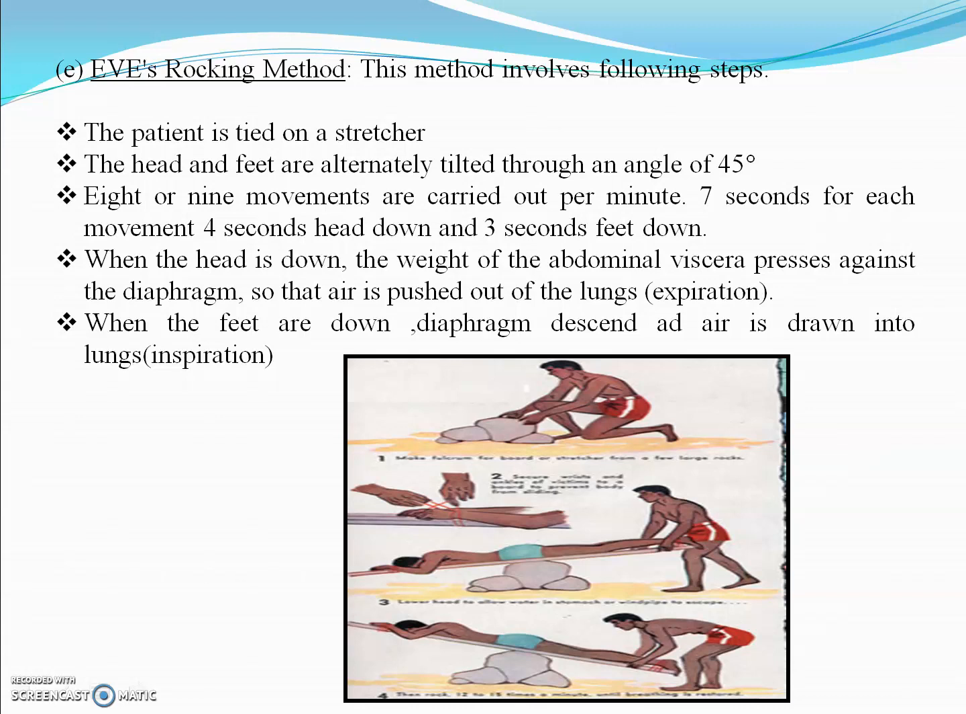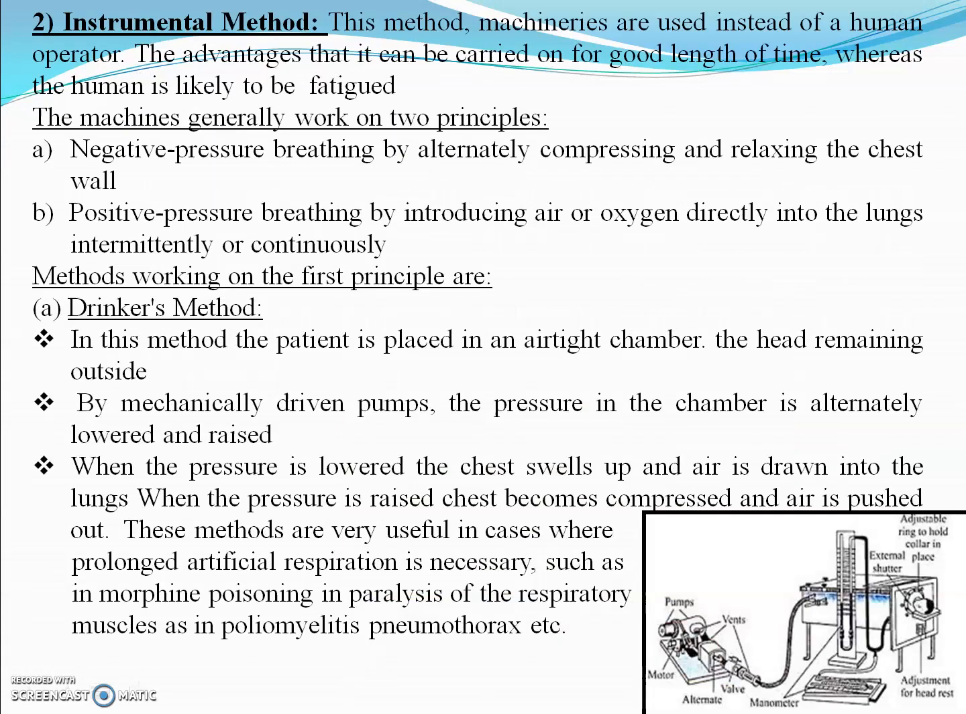When the head is down, the weight of the abdominal viscera presses against the diaphragm so that the air is pushed out from the lungs, that is expiration. And when the feet are down, the diaphragm descends and air is drawn into the lungs, and that is called inspiration. You can see here the patient is tied on the stretcher at a 45-degree angle. First the head is down and then the feet are down, and that is called the Eve method.